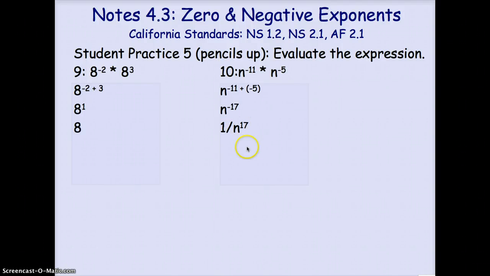Okay, and oftentimes you'll see it written in the directions, it'll say use only positive exponents. What they mean is turn that into a fraction, get rid of those negative exponents. The only time you can leave an exponent negative is when you're working with scientific notation.